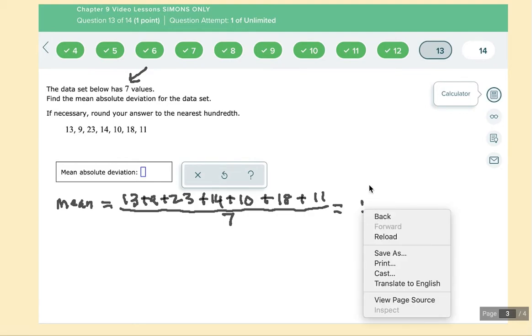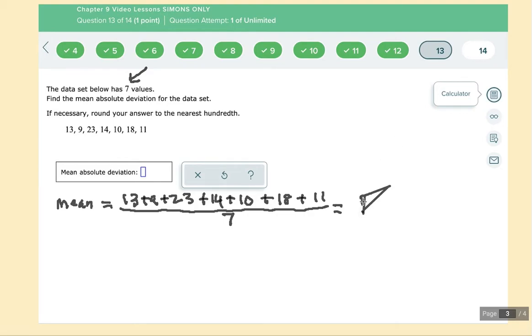In most of these examples, your mean is usually going to be a pretty accessible number. So we've got 14 here. Now what we're going to do is subtract. We're going to take each number and subtract the mean from it, and find the absolute value of it.